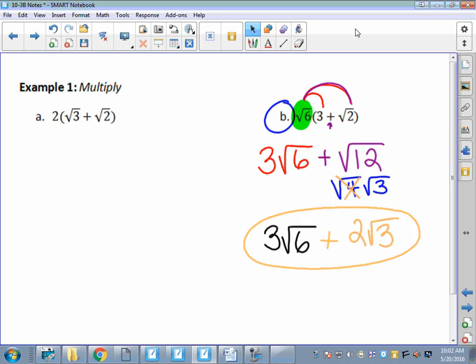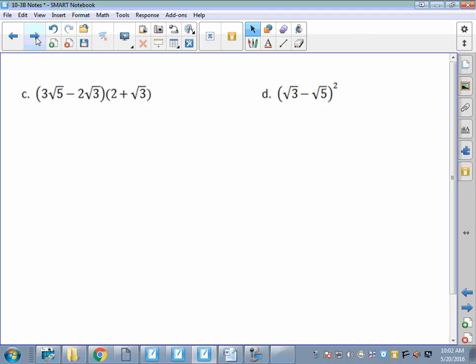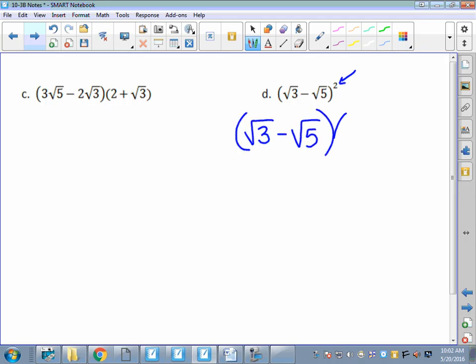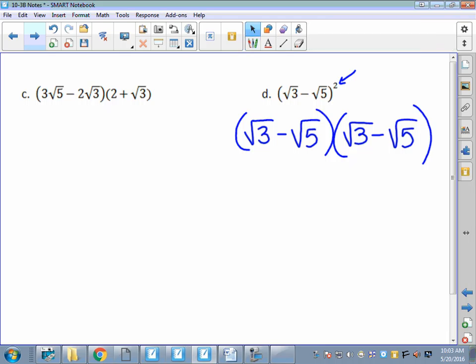Let's do problem D. The square root of 3 minus the square root of 5 to the second power. Remember what this second power tells me? That I've got 2 of these guys. So write it out 2 times. And now, do you see FOIL method or the lines? We're going to have to multiply everything by everything else.